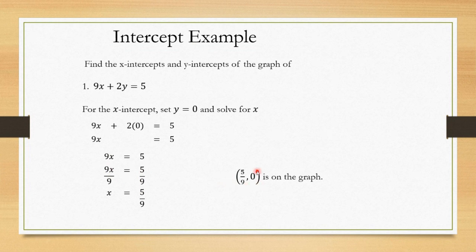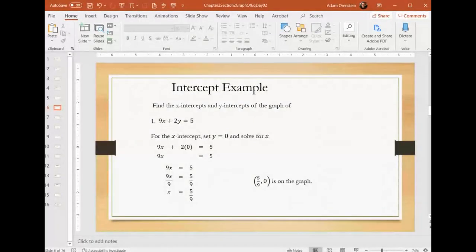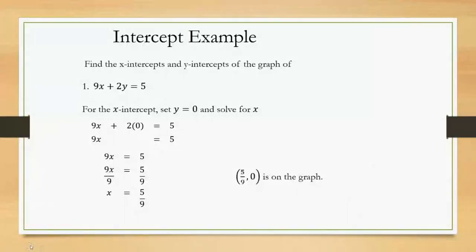I did write this as saying this point is on the graph, but really the answer is 5 over 9. An x and a y-intercept are just numbers. That's what these are. So again, we set y to be 0. That's the x-intercept.